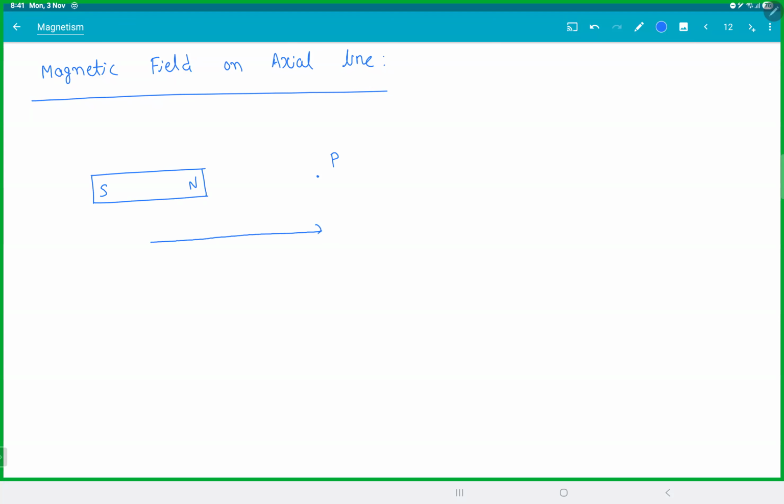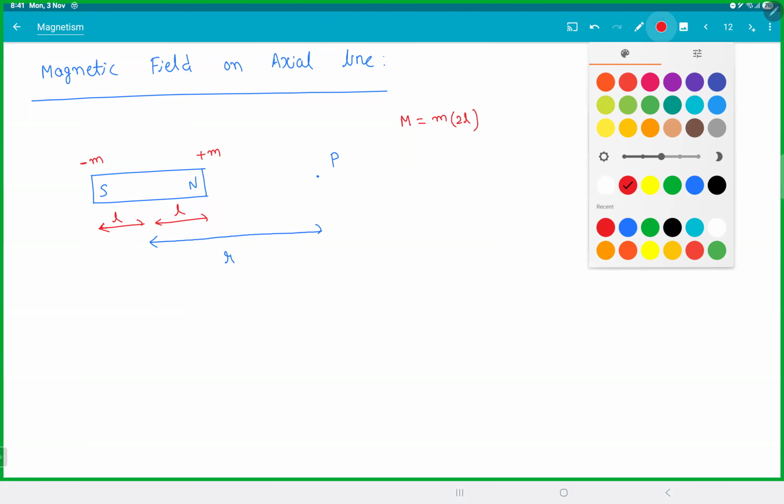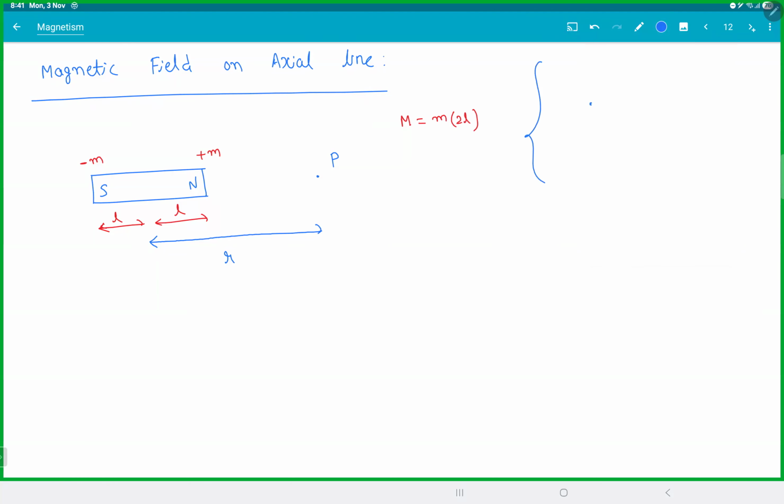This distance is R. So generally what we do, we always take the R to be large, but not necessary. Sometimes if R is comparable, then this distance be L and this distance be L. So how do we handle this? Magnetostatics. This North Pole is plus m, South Pole is minus m. m is your pole strength. Capital M is m into 2L. So the logic is this. We're going to use this plus m and minus m.